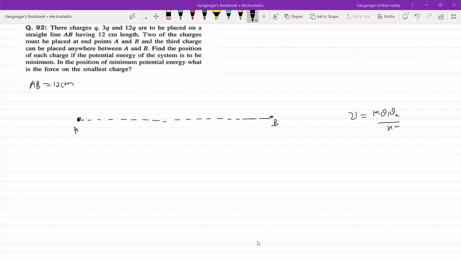Interaction potential U depends on what? K, Q1, Q2, and X. The basic definition, directly we will take help of this definition. When will it be minimum?